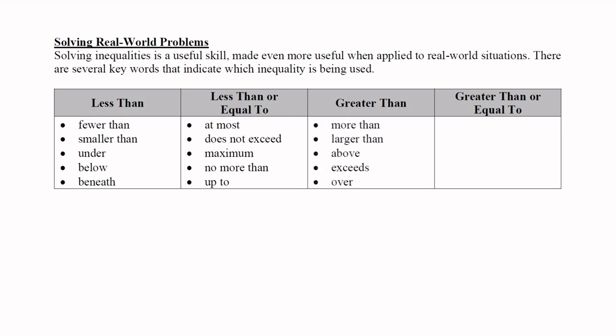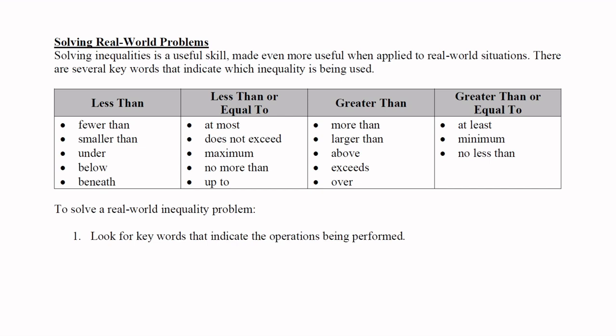For greater than, we have more than, larger than, above, exceeds, or over. For greater than or equal to, it may also be worded as at least, minimum, or no less than. To solve a real-world inequality problem, you're going to look for keywords that indicate the operations being performed, such as the ones that you see listed here.